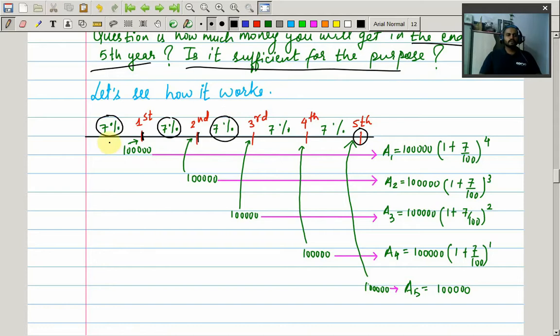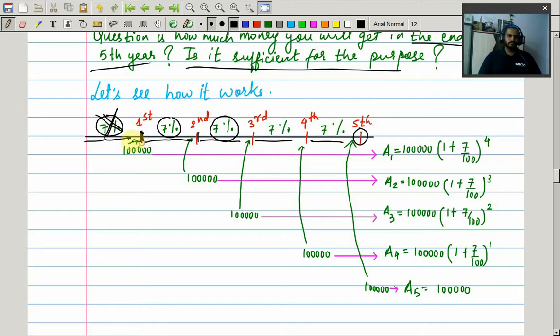When you pay your first installment at the end of the first year, this 7% you won't receive, because your 1 lakh is not earning interest from the beginning to the end. You have just deposited 1 lakh at the end, so you will not get this 7%. Now, this 1 lakh rupees, you cannot disturb for how many years? For this year, this year, this, and this. So a total of 4 years, you cannot withdraw this 1 lakh rupees.